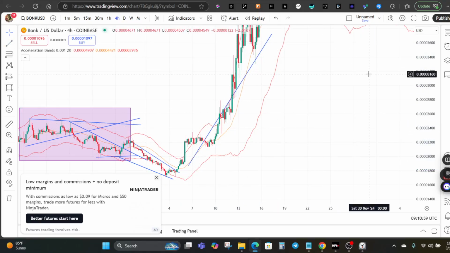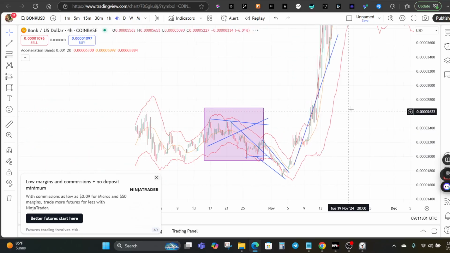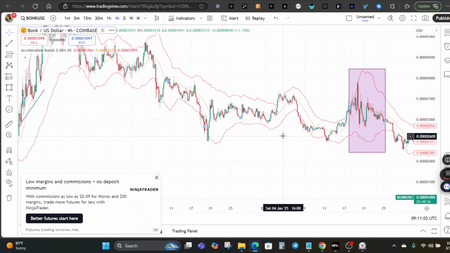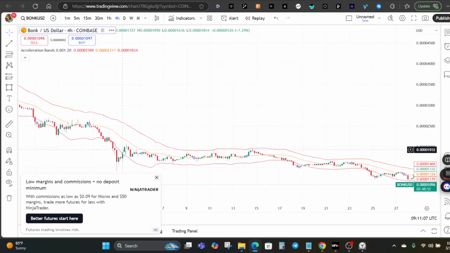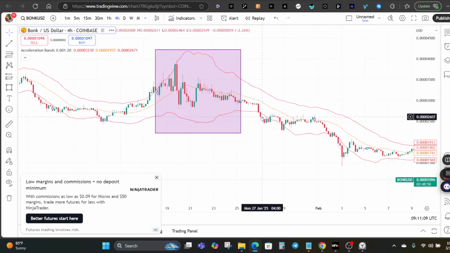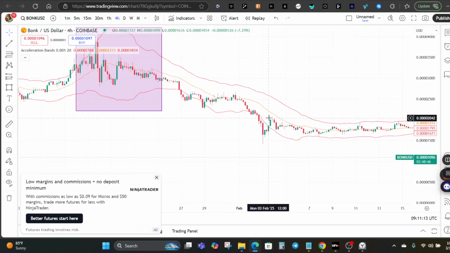So on the other hand, if price closes below the lower band, okay, let's look for a good example. If price closes below the lower band, we had that happen here. If price closes below the lower band, it suggests strong bearish momentum.